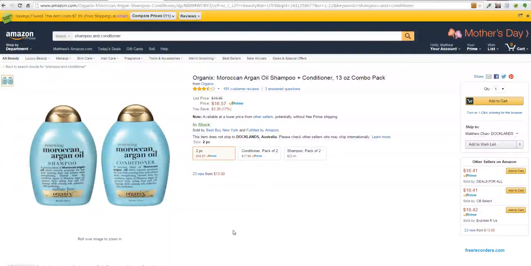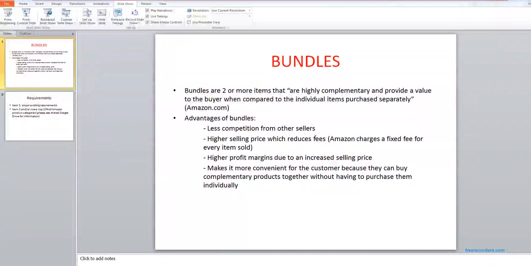So if I find a bundle and I can create a listing, at least I will be the only person selling the items, at least for maybe a month or two, depending on the items. But yeah, so the first advantage is there's less competition from other sellers. So if I create a listing, I'll be the only one selling it.